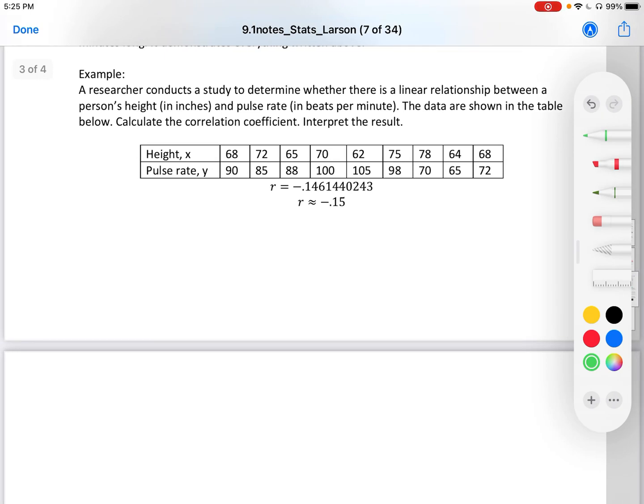So here's an example. A researcher conducts a study to determine the linear relationship between a person's height in inches and pulse rate in beats per minute. The data is shown in the table below. Calculate the correlation coefficient and interpret the result. So it's asking to find the R. After this video, you can go ahead and try this example and make sure you get this as your answer by using StatCrunch or your calculator.